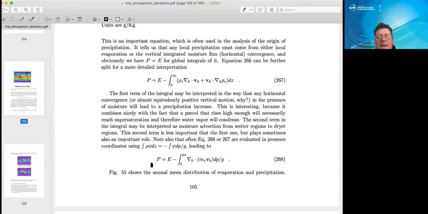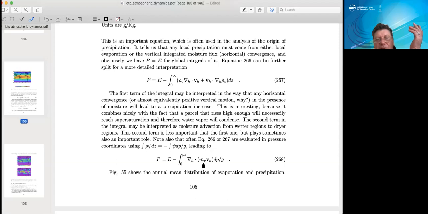But if you do a weekly average or a monthly average, the stationary state condition is very well fulfilled. So there can be no storage in that case. So the precipitation has to be equal to evaporation plus this moisture flux convergence. This equation also has another implication, of course, intuitively.